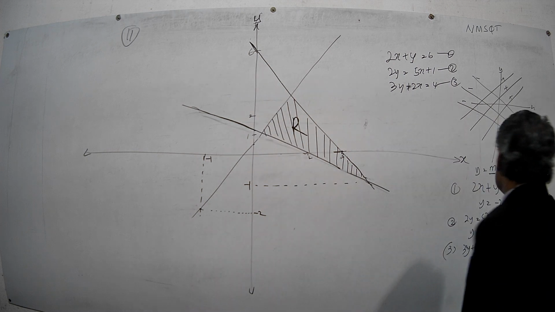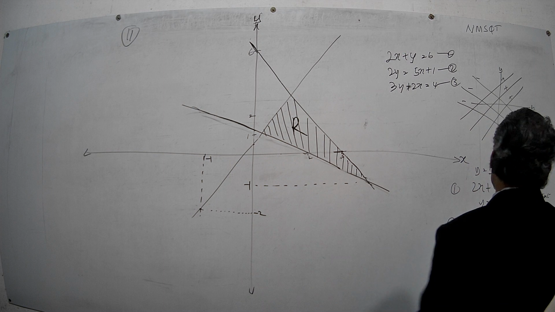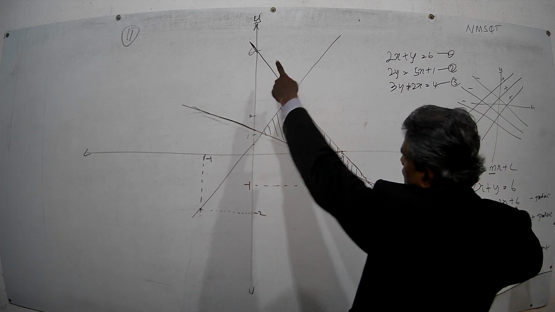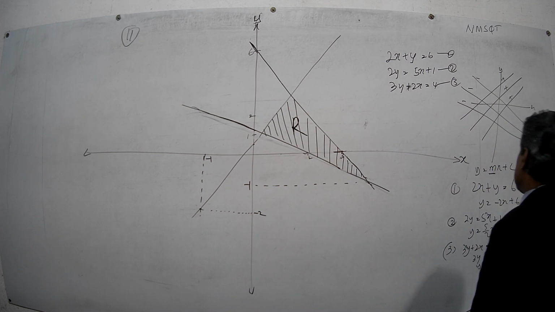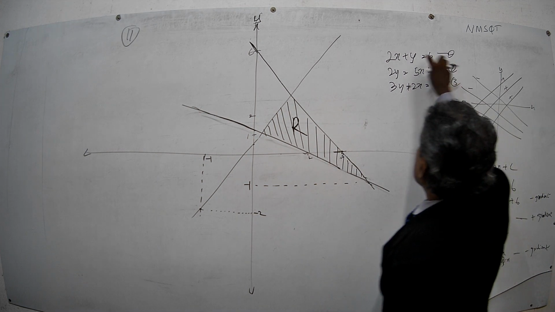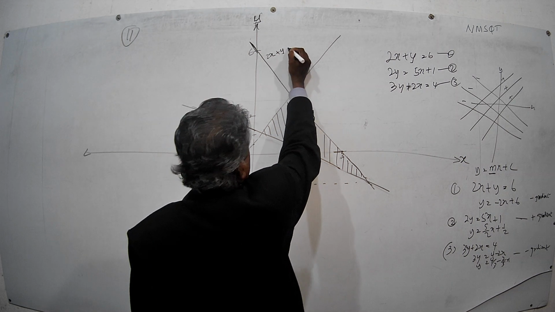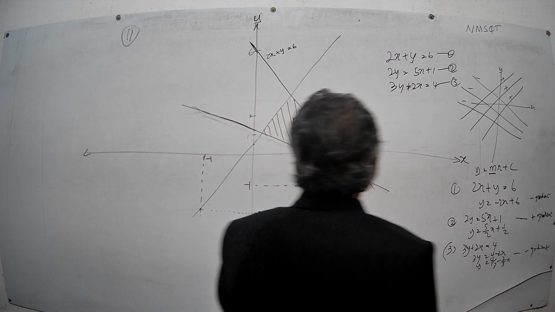The intercept is the y coordinate of the point at which the graph cuts the y axis. That is 6, otherwise the y value when x is 0. Therefore this one is the equation for this line. I have to write the equation here: 2x plus y equals 6.